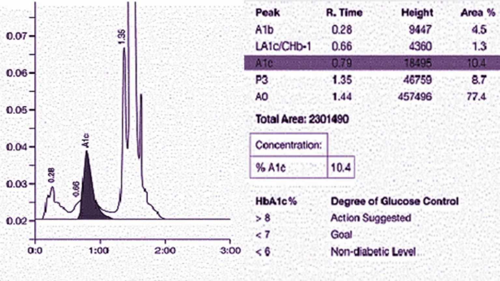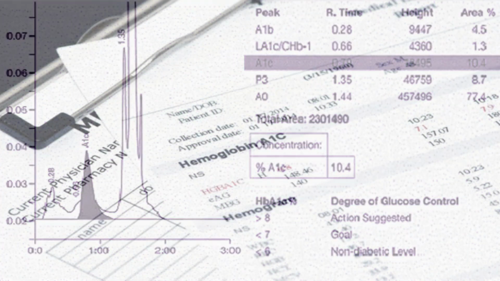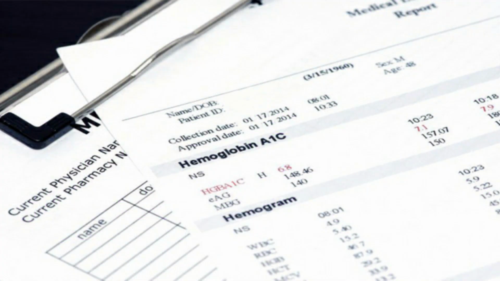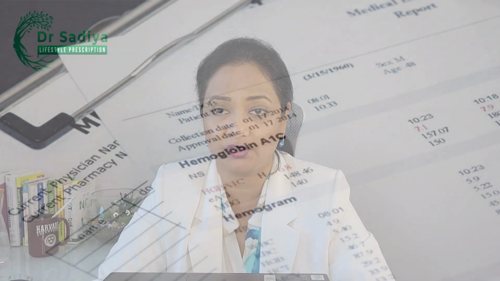If you remember your lab test of HbA1c, it says it is 6% or 7.5% or maybe 8%. So what does all this mean by percentages? It means that in 100 hemoglobin molecules, about 8 molecules of hemoglobin are glycated with glucose. Then your hemoglobin A1c is 8%.